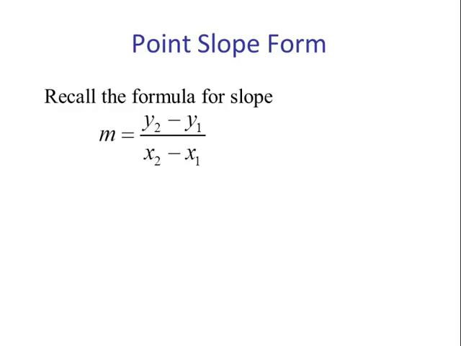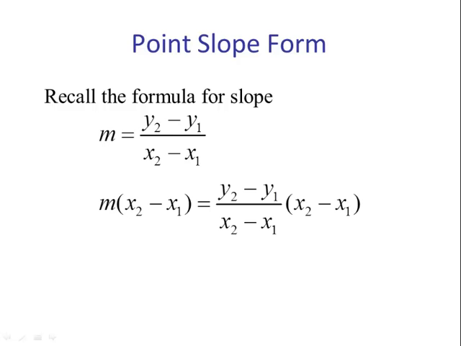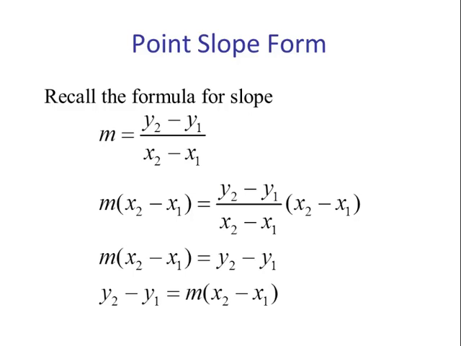Now imagine we wanted to solve for y for this formula. What would we do? Well, you'd want to get rid of the difference of the x's. So if you multiply both sides by the difference of the x's, these cancel, and you are left with m times x sub 2 minus x sub 1 equals y sub 2 minus y sub 1. And we could rewrite this equation as y sub 2 minus y sub 1 equals m times x sub 2 minus x sub 1.